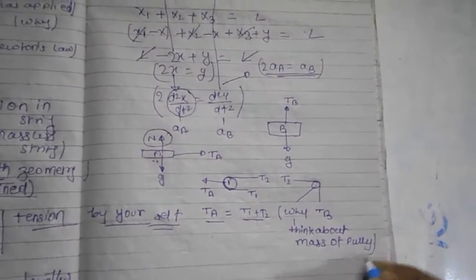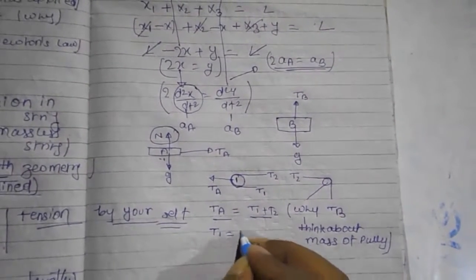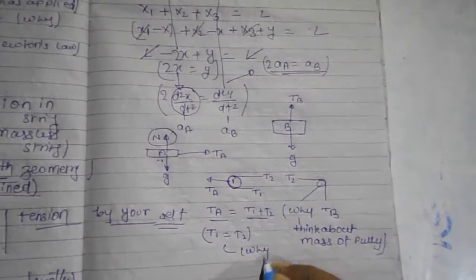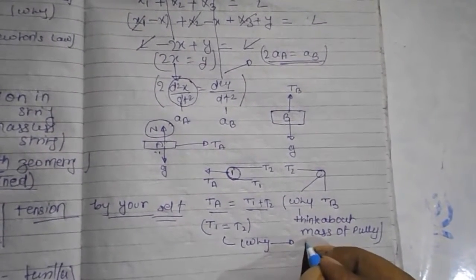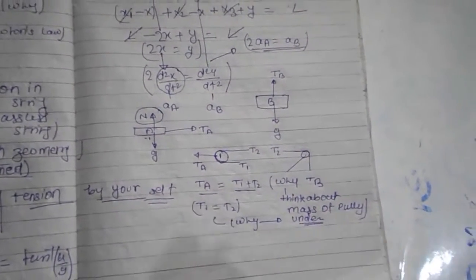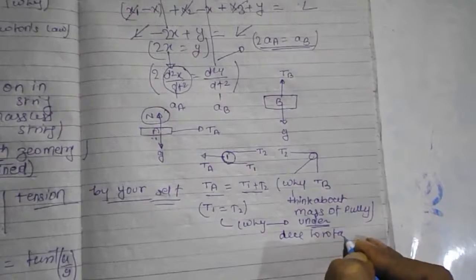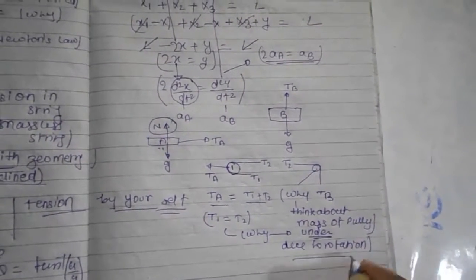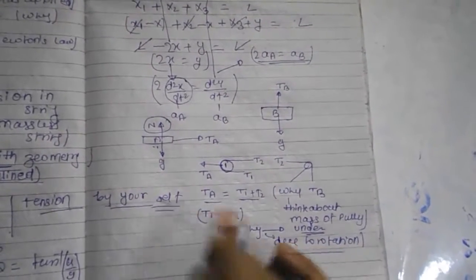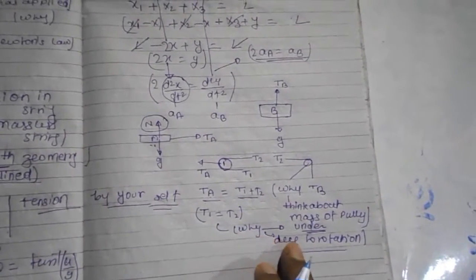Okay, guys. Now T1 is equal to T2. Why? Here you should understand, you should just remember this point, due to rotation. You should memorize and keep in mind that T1 should be equal to T2 if the pulley is massless. Why is this so? This is due to rotation.